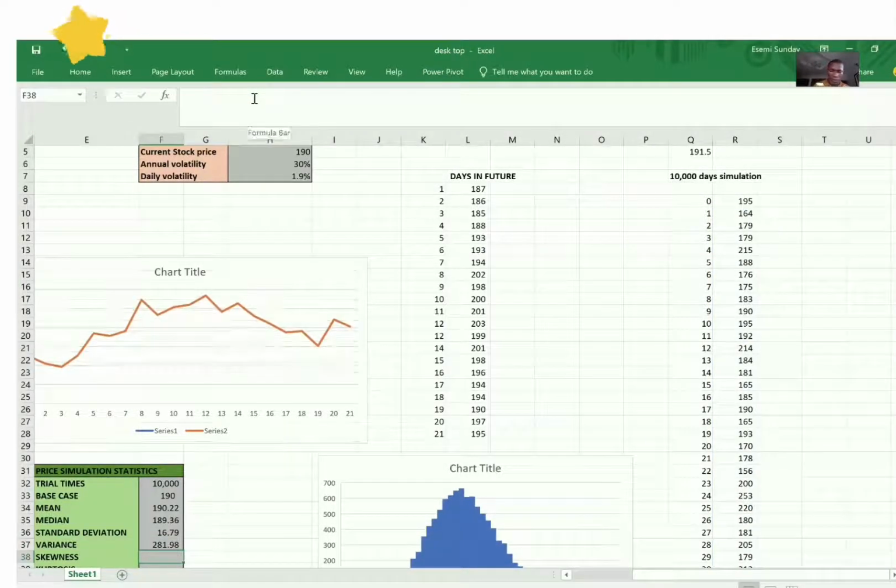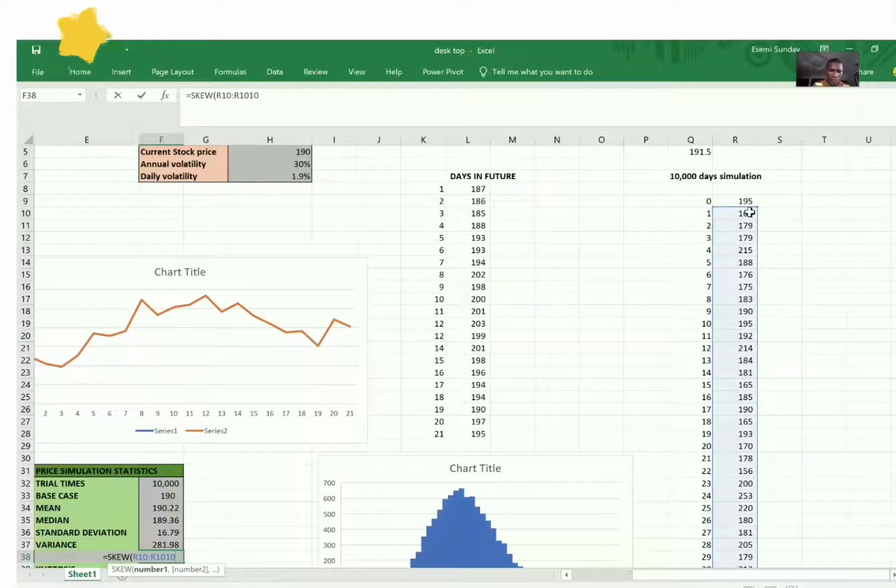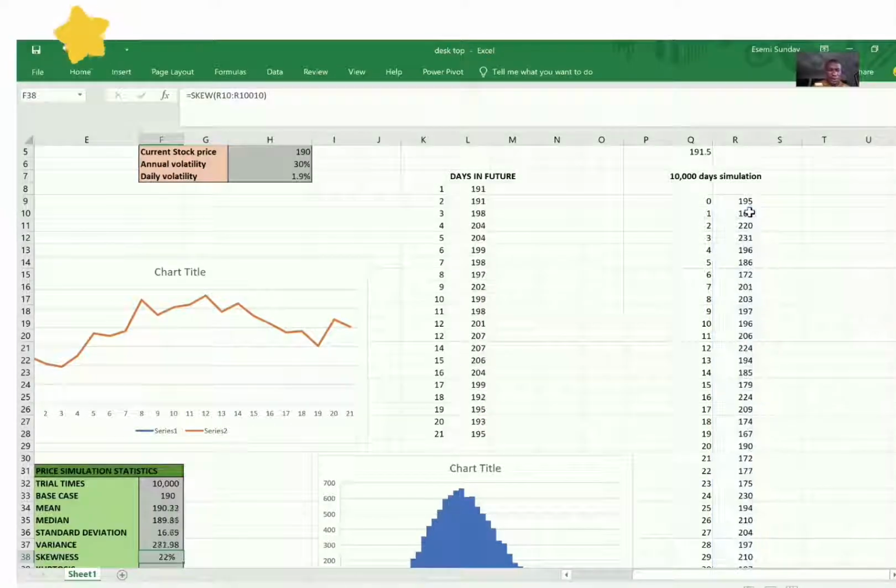Then skewness. Same thing. All right, so we can stop there.